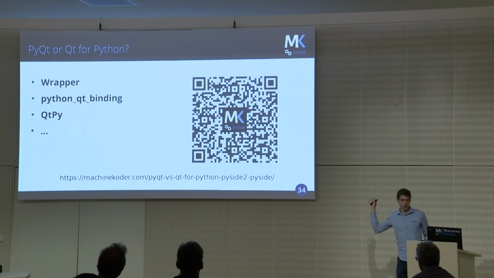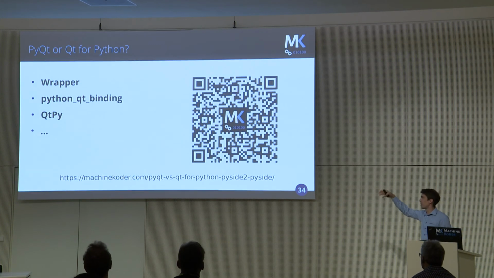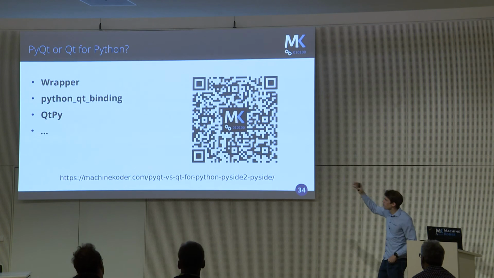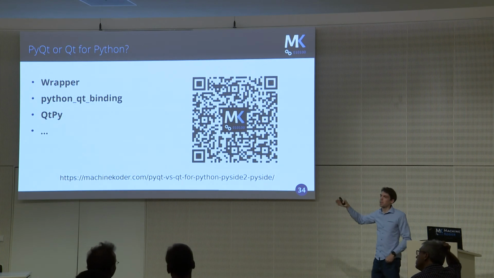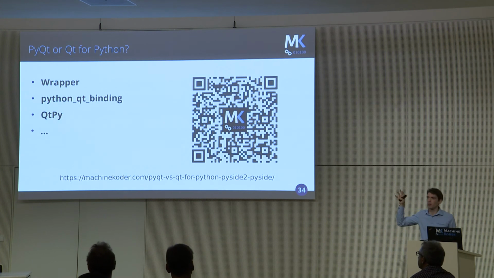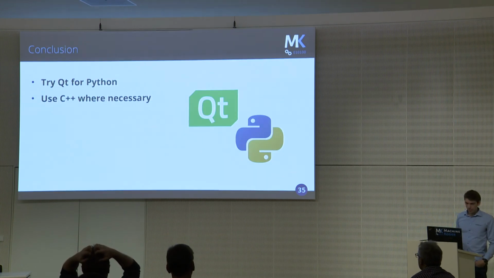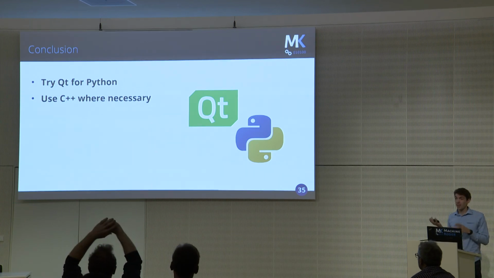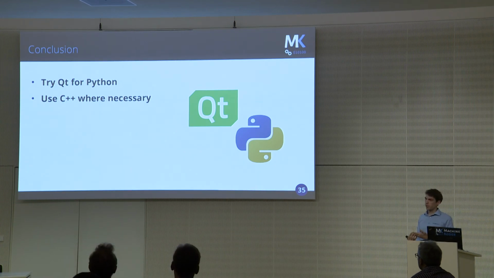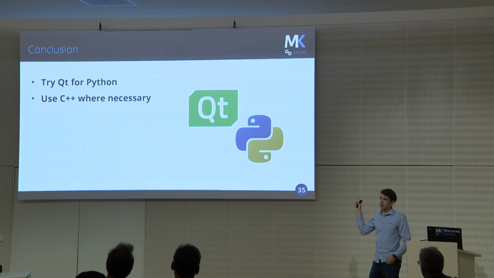You might look into this in this article I wrote here. There are plus points on both sides. But my recommendation, use a wrapper. There are wrappers around both libraries, like Python Qt binding or QtPy, that basically abstract most things. So use Property and not PyQt Property or something like that. My conclusion, try Qt for Python, see if it actually fits your application, and use C++ where necessary.